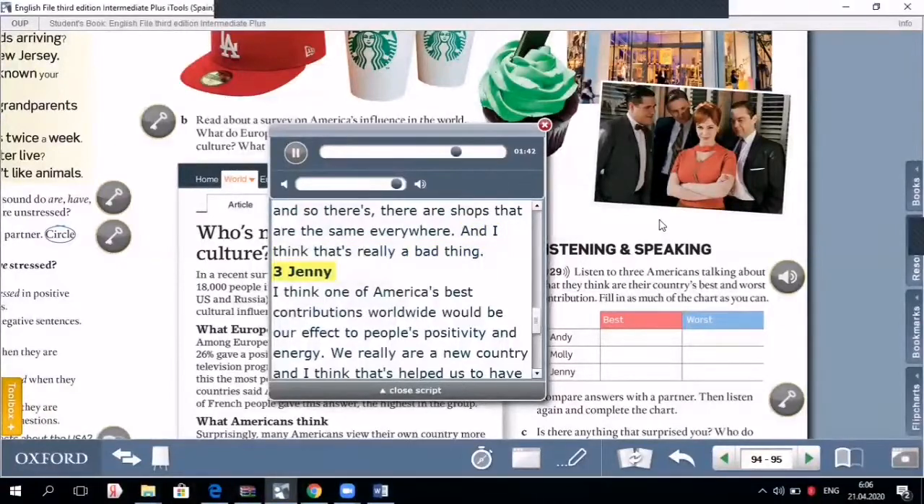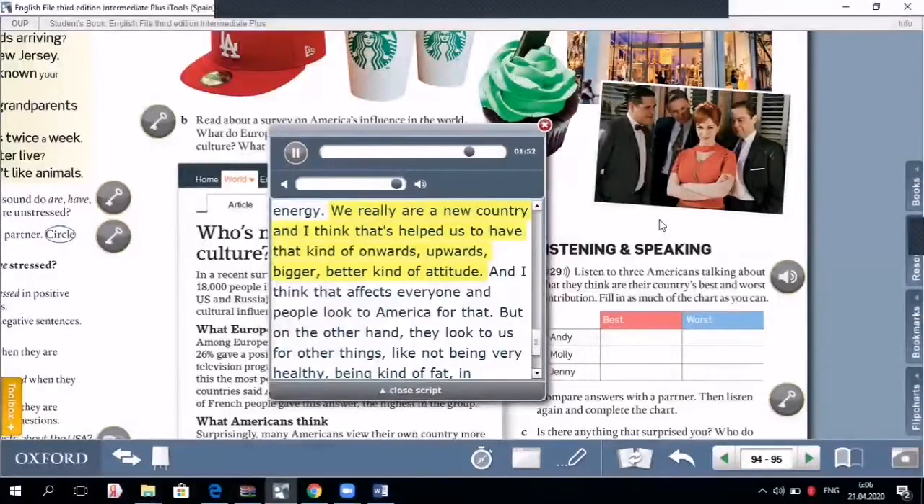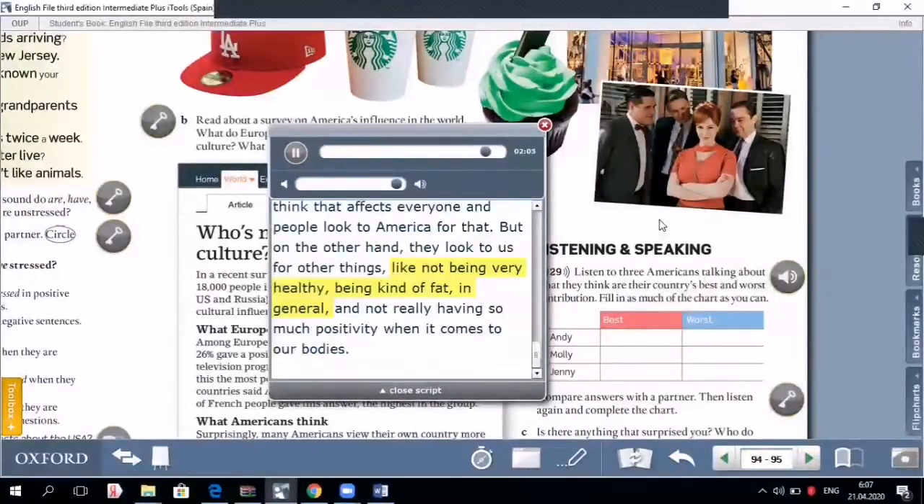3. Jenny. I think one of America's best contributions worldwide would be our effect on people's positivity and energy. We really are a new country, and I think that's helped us to have that kind of onwards, upwards, bigger, better kind of attitude. And I think that affects everyone, and people look to America for that. But on the other hand, they look to us for other things, like not being very healthy, being kind of fat in general, and not really having so much positivity when it comes to our bodies.